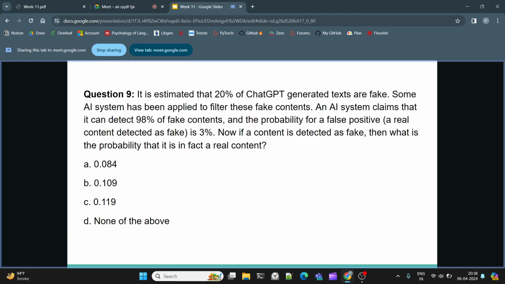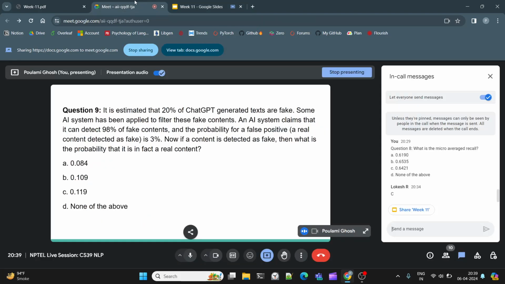So I'll just read the problem once. This is question 9. It is estimated that 20% of ChatGPT generated texts are fake. Some AI system has been applied to filter this fake content. It claims that it can detect 98% of the fake contents, and the probability of a false positive is 3%. Now, what has been asked is, if a content is detected as fake, then what is the probability that it is in fact real? Please try attempting it. We'll discuss it in a couple of minutes.